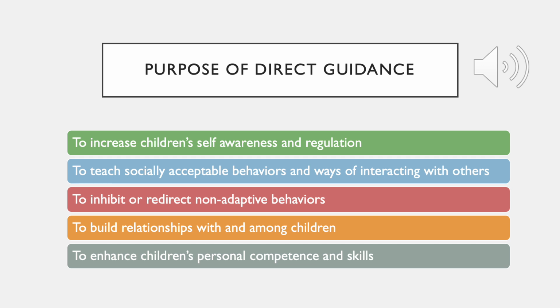Also, we want to support inhibition and support children through redirection of non-adaptive behaviors. So when we do notice a behavior that isn't socially acceptable, how do we redirect them? So for example, if a young toddler in your classroom is going over to start to bite somebody because they're in their space when they're playing at the sensory bin, how do we notice that inhibition and that behavior, and how do we redirect them to something more appropriate, or how do we guide them to engage in a different type of behavior?